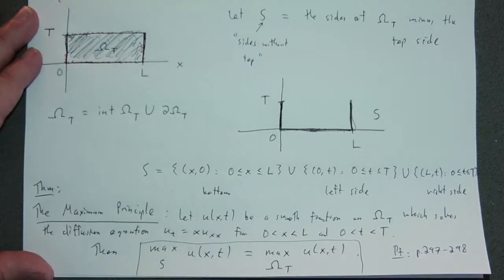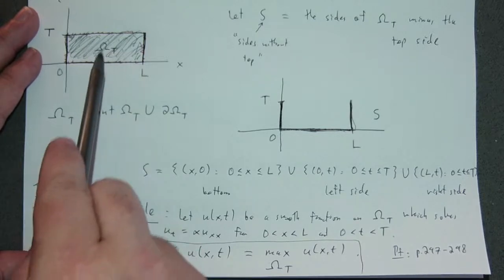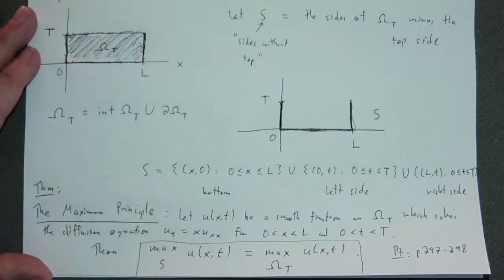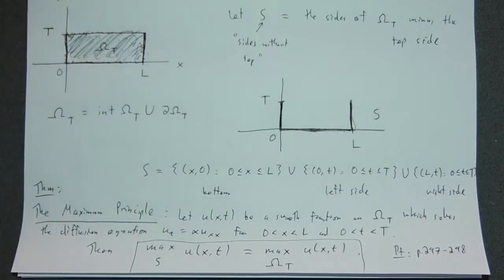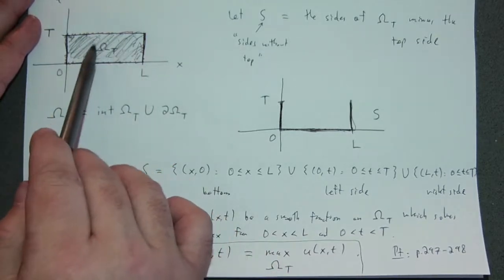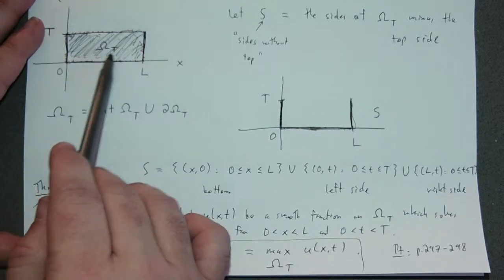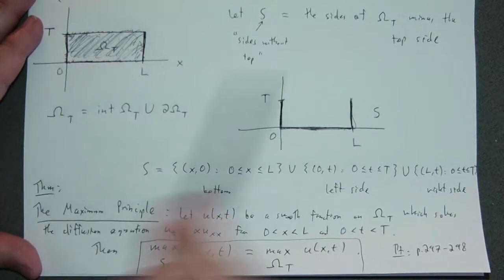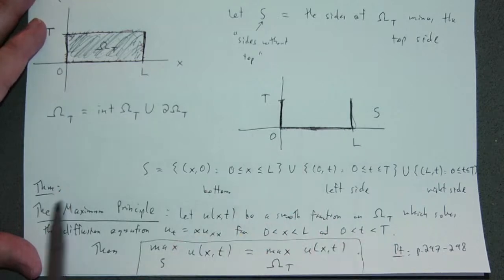And so somehow that tells me that the maximum can't happen in the interior. And there's a version of this that would say the maximum can't happen in the interior unless the function is just constant over that domain in question.